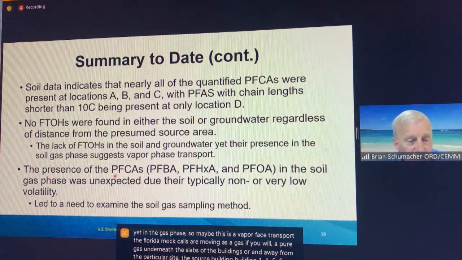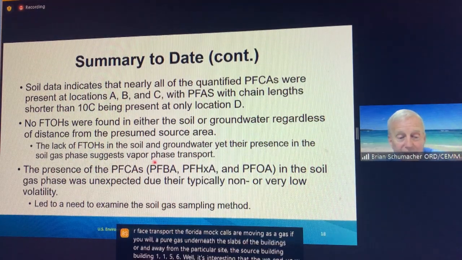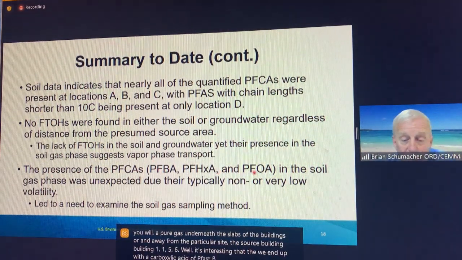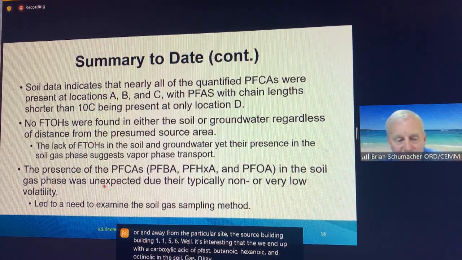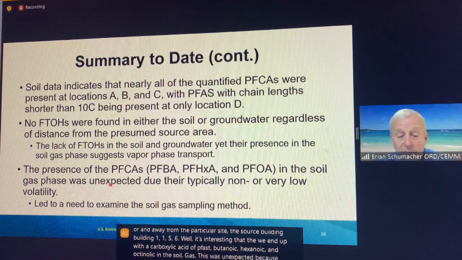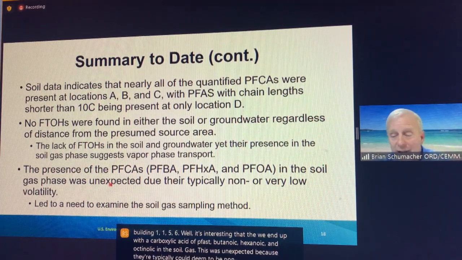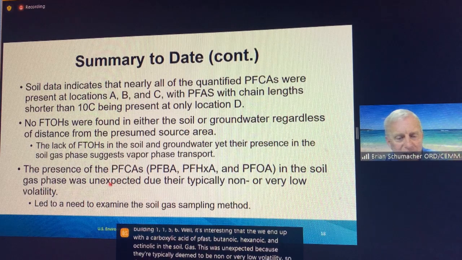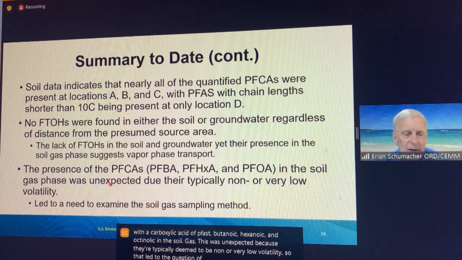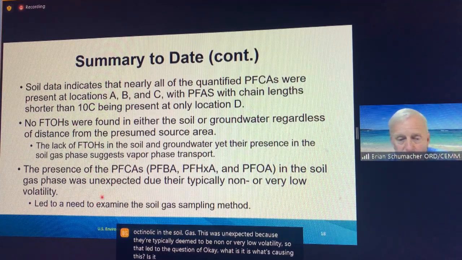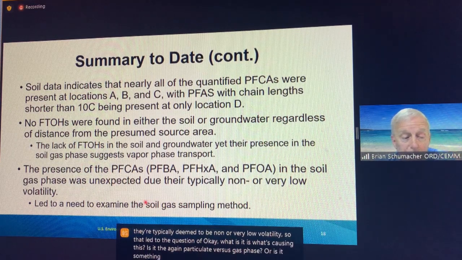What's interesting is that we end up with the carboxylic acids of PFAS, butanoic, hexanoic, and octanoic, in the soil gas phase. This was unexpected because they're typically deemed to be non-volatile or very low volatility. So that led to the question of, okay, what is it? What's causing this? Is it, again, particulate versus gas phase, or is it something to do with the soil gas sampling method itself?